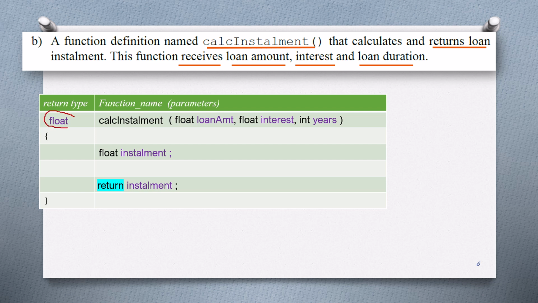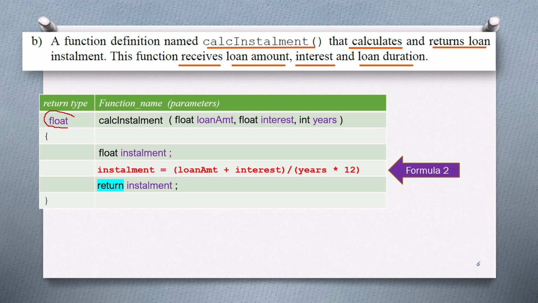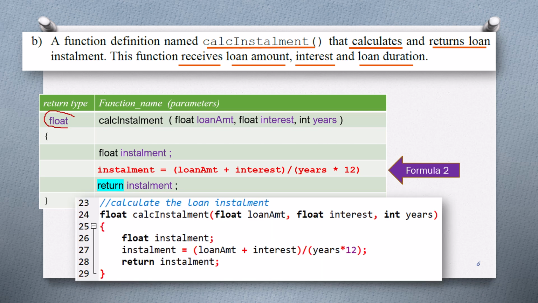Next, to calculate the installment using the second formula. The second formula says that the installment is according to this calculation. When you translate this into a C++ statement, it will be like this. You simply follow the draft, and when you transfer this into the program, it will look very much similar to this draft.